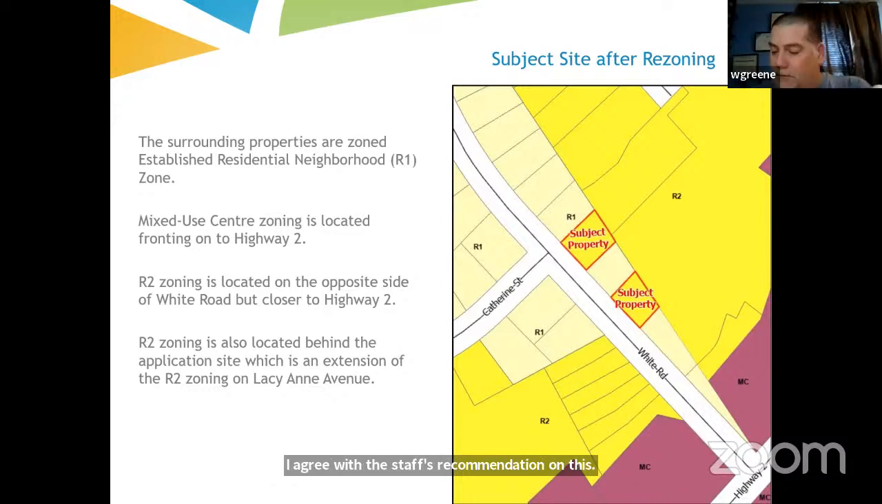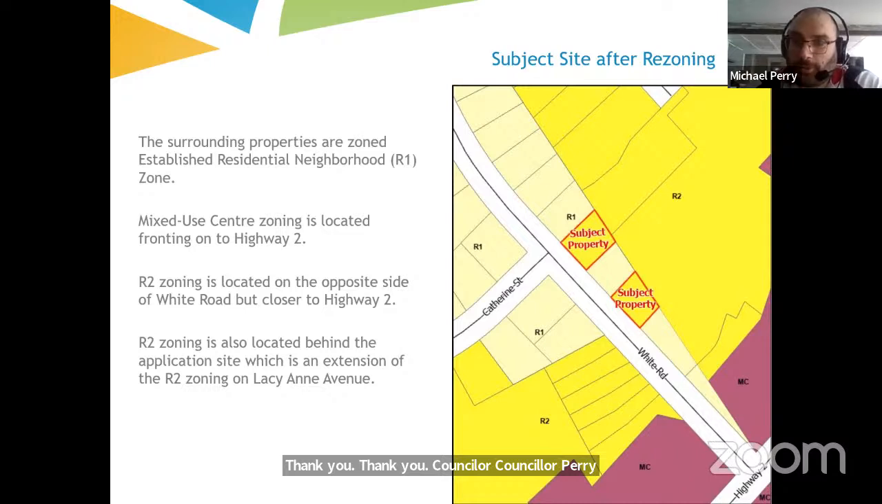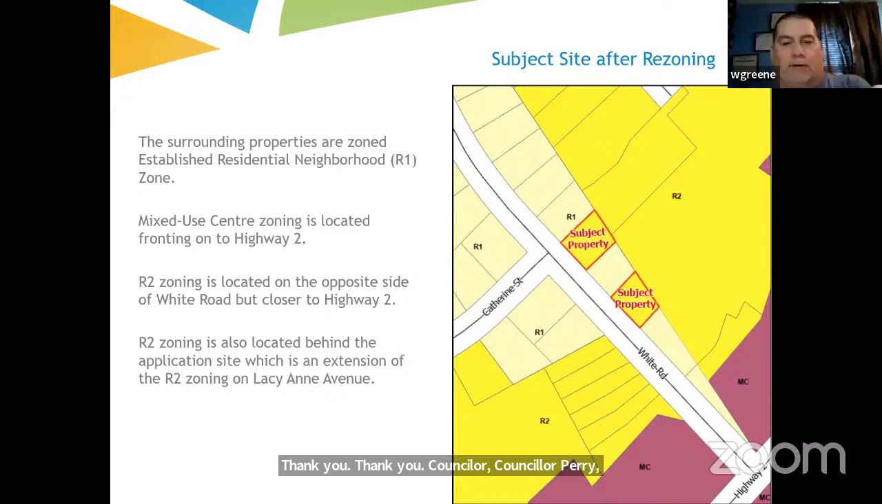Counselor Perry. Counselor Garden Cole took the words right out of my mouth, so I'm good. Seeing no one else, is someone prepared to move the recommendation?